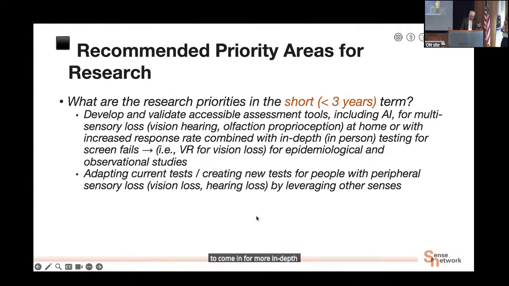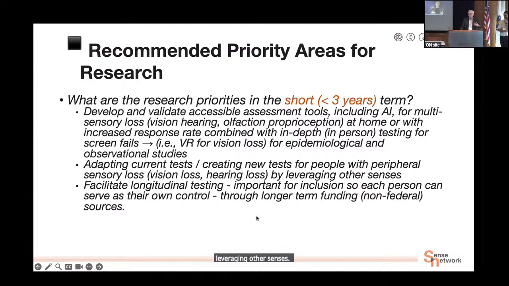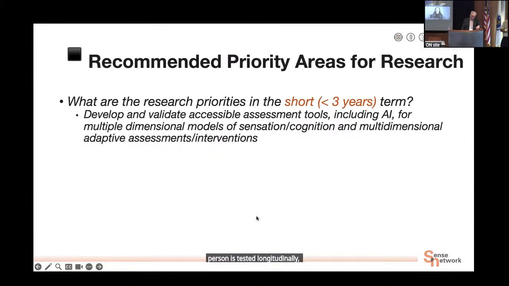Secondly is adapting current validated tests, again, what we heard this morning, and creating new tests for people with peripheral sensory loss and leveraging other senses. And the last thing is to really facilitate longitudinal testing, because then each person can serve as their own control. Also, some of these tests are less validated, such as changed a little bit for hearing loss, where we don't have all the norms. If the person is tested longitudinally, then changes that they have can be significant as an outcome.